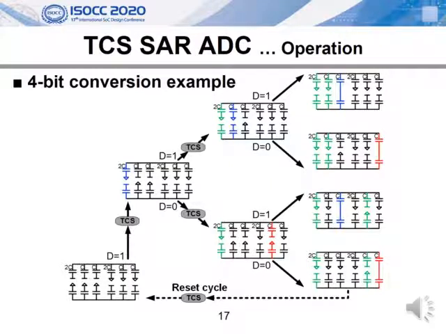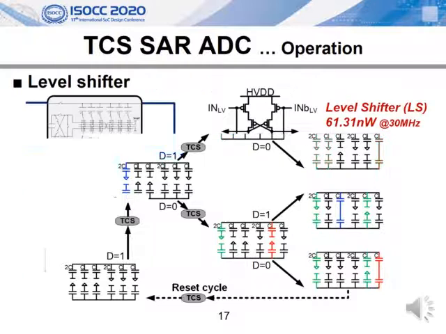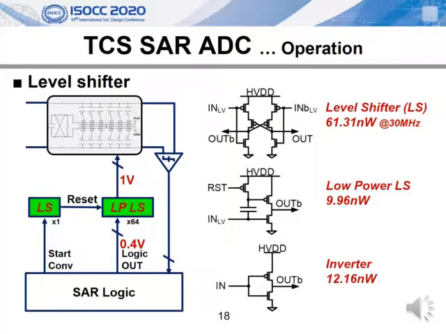SAR logic uses a 0.4 V supply. This helps reduce the logic power. However, if a scaled process is used, the proportion of logic power will be lower, even without the low VDD. In this design, the SAR logic 0.4 volt swing is converted to 1 volt using a low power level shifter. The power consumption of the level shifter is less than that of an inverter with a nominal VDD IO swing.